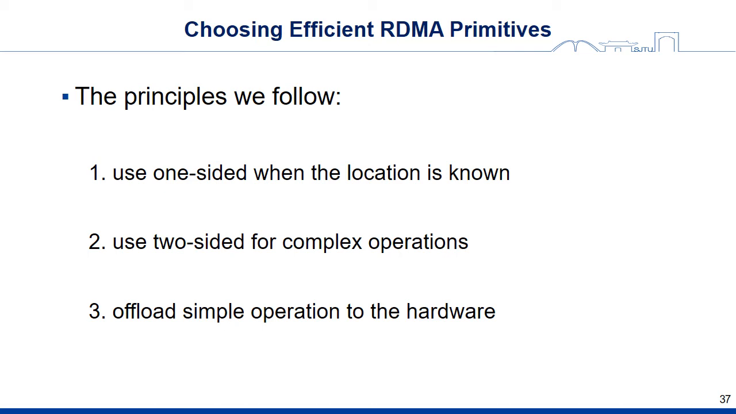Second, if the operation involves a complex RPC, using two-sided is generally better, because it is generally very difficult to implement complex RPCs using only one round trip of one-sided primitive. Third, if the operation is very simple, like fetch and add, we can offload it to the NIC rather than implement a dedicated RPC.